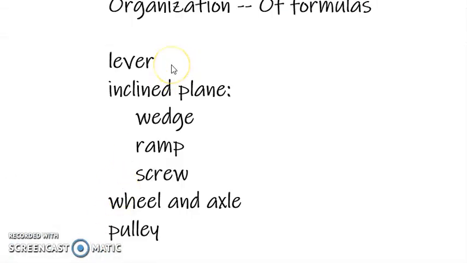What I want you to do right now is go ahead and write down the different formulas for these, and then I will discuss them. I'm not going to type them out, I already did that in notes once. So go ahead and pause this, and then let's talk about the different formulas.